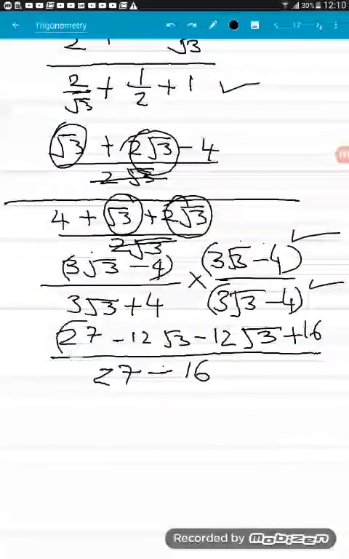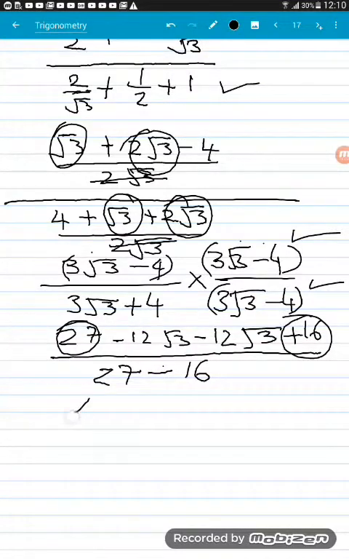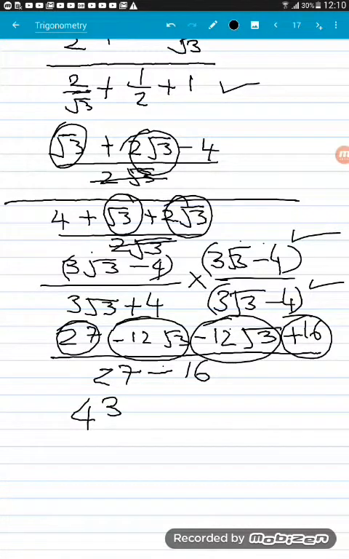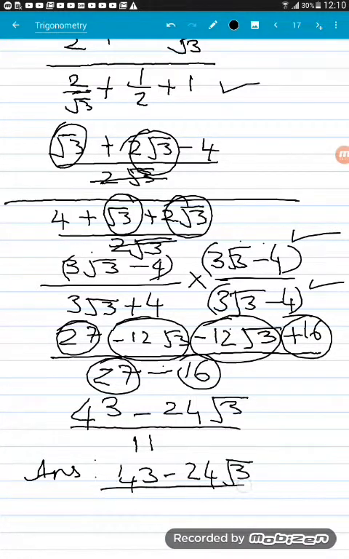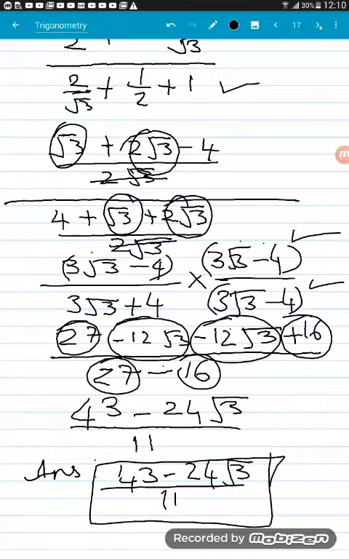And now this 27 and 16, if I add, it will be 43, and minus 12 root 3 and minus 12 root 3, if you add, it will be minus 24 root 3, by 27 minus 16, which is nothing but 11. Therefore you got the answer as 43 minus 24 root 3 by 11. So this is how you do this fourth one. Now we will move on to the fifth one.